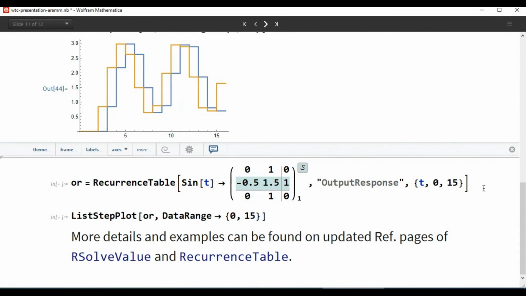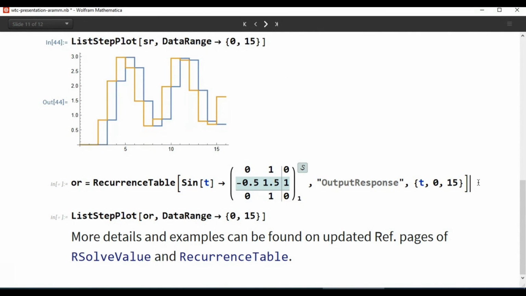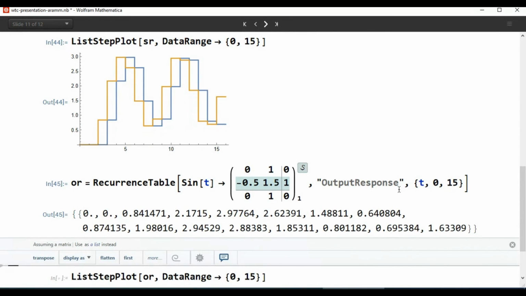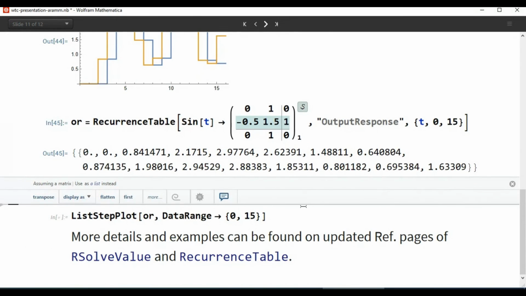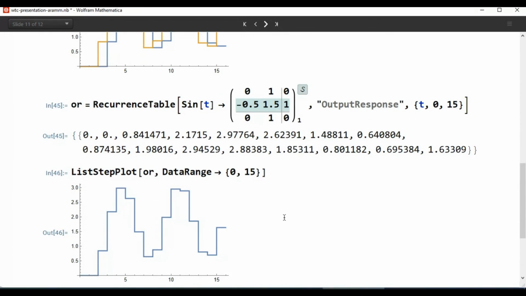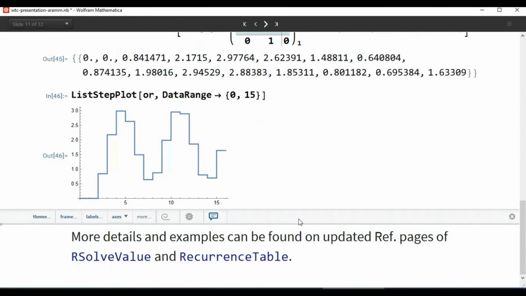And the other example for output response. And again, the plot. And again, I want to mention that we have updated the ref pages for DSolveValue and RecurrenceTable and added many more examples for these cases also. So that's all I want to say.